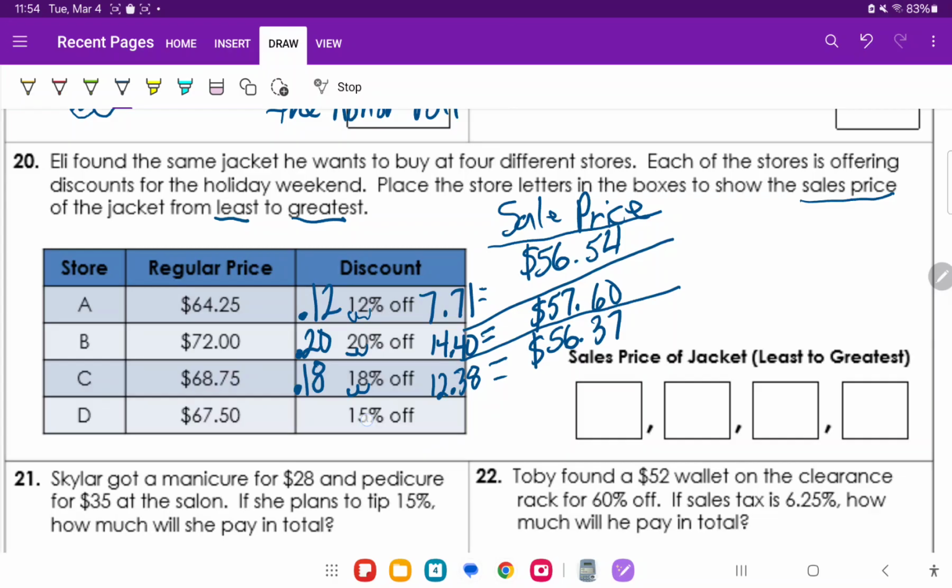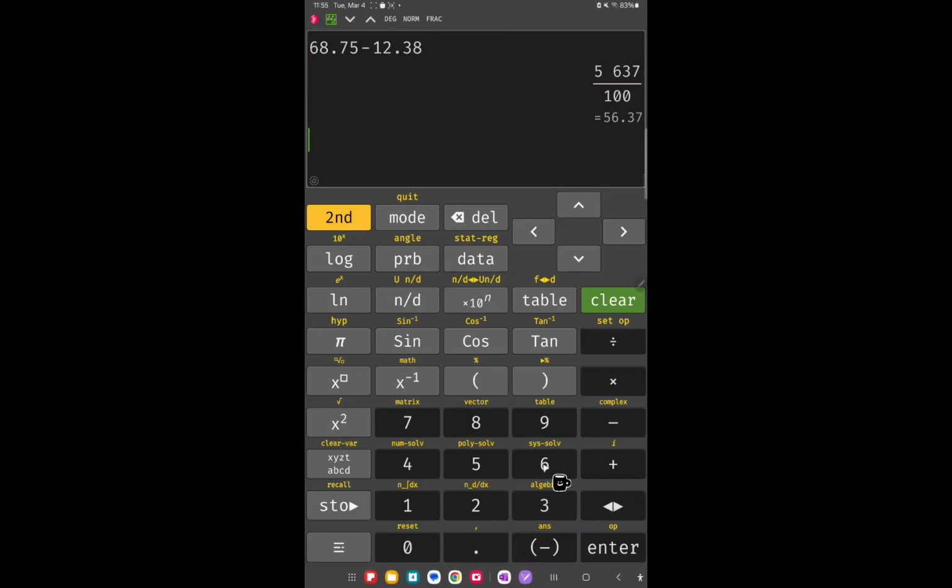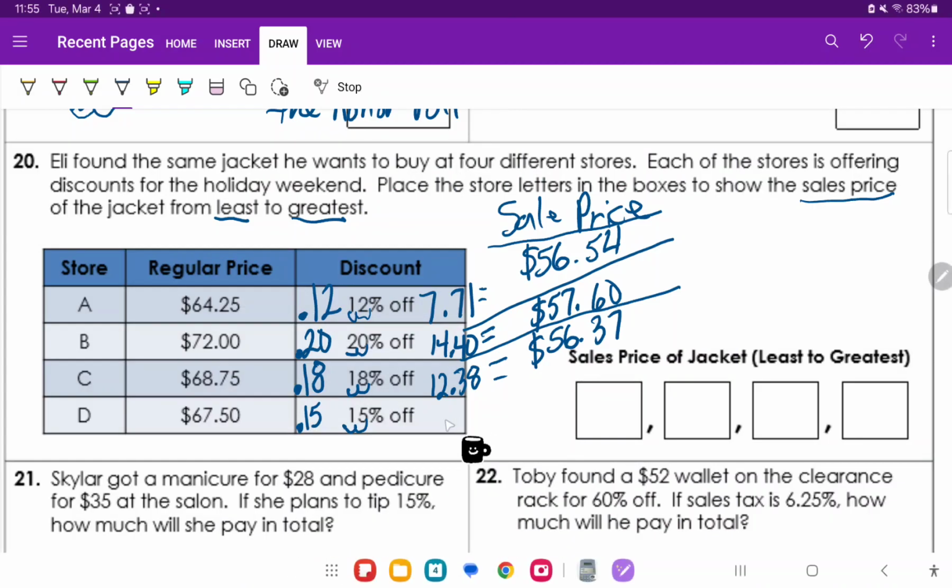Okay, so our decimal here is going to be 0.15, like that. So we're going to do 67.50 times 0.15. And so that gives us, we're going to round that to $10.13. So that's the amount of the discount, $10.13.